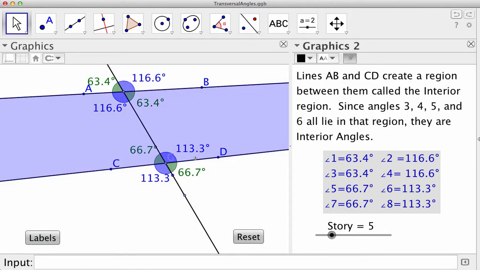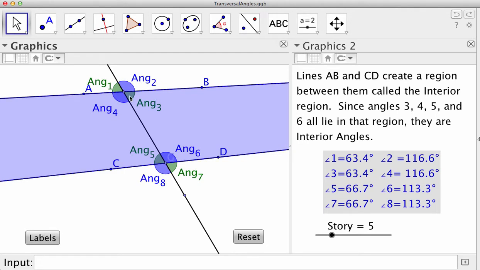Lines AB and CD create a region between them that is called the interior region. So this region that is below line AB and above line CD is the interior region, and angles that are inside that interior region, so angles 3, 4, 5, and 6, those angles are called interior angles.